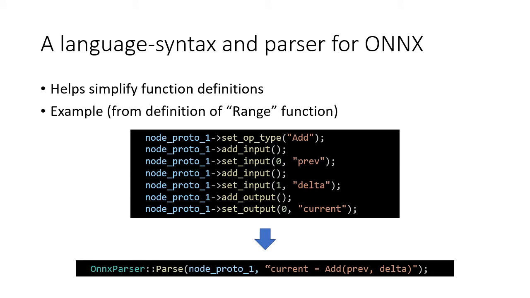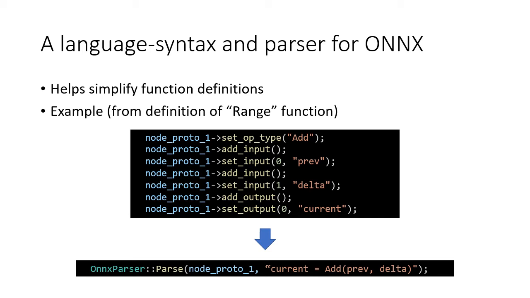Among other changes, a language syntax and parser has been introduced for ONNX. This is still an experimental feature. Among other things, this will help us simplify function definitions. The examples shown in this page, as well as the next two slides, come from the function definition of the Range function.